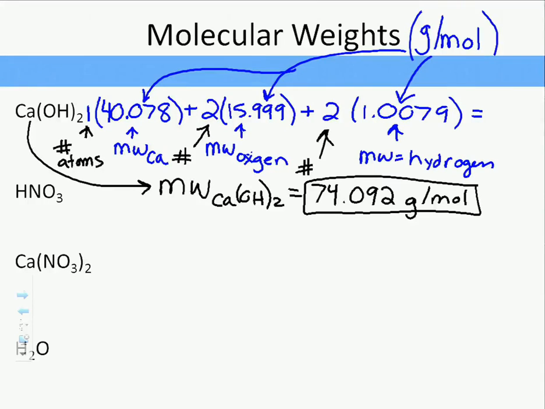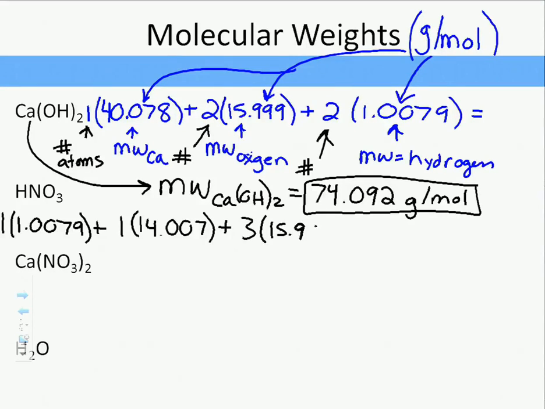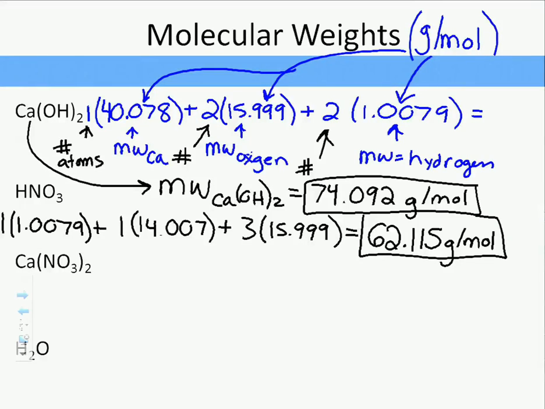Now let's do nitric acid. We've got 1 times 1.0079 plus 1 times 14.007 plus 3 times 15.999, because oxygen has a molecular weight of 15.999 and there are 3 of them. So that gives us a total molecular weight of 62.115 grams per mole. So that's our molecular weight for our nitric acid.